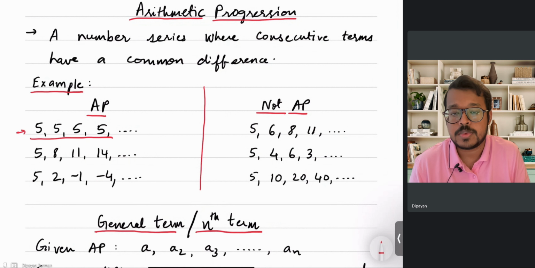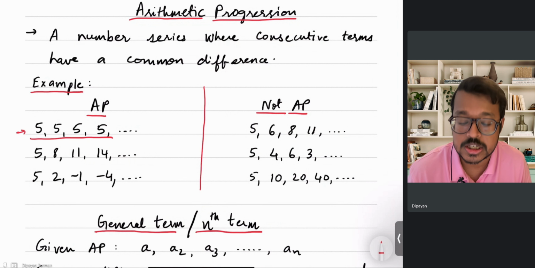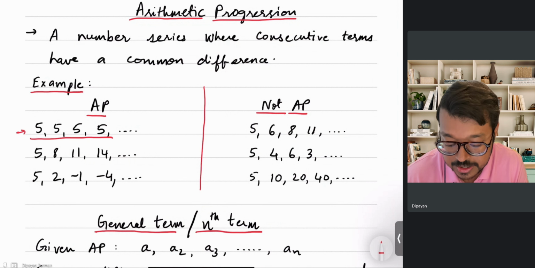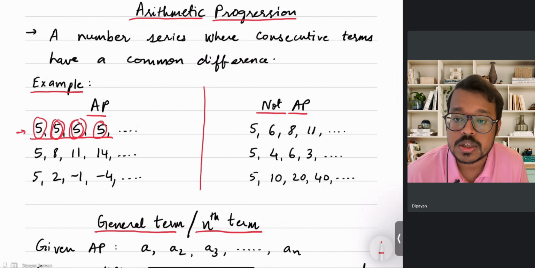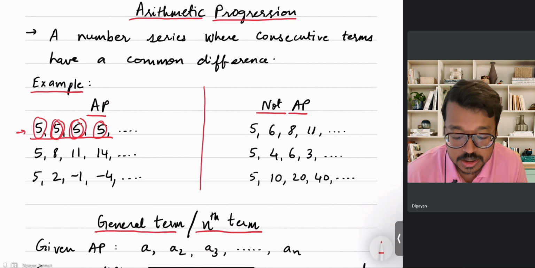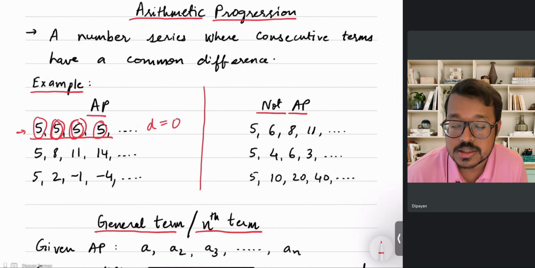Now you might think that the number is the same, but if I look at the difference between consecutive numbers, we have 5 minus 5, which is 0, and again 5 minus 5, 0, 5 minus 5, 0. So the common difference here is 0. So even this becomes an AP. So the common difference, we write it as D. In this example, it is 0.